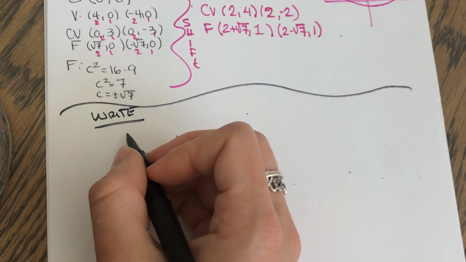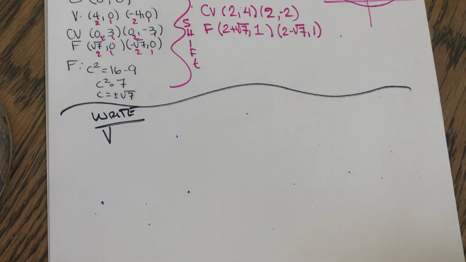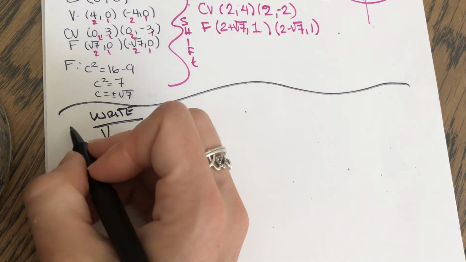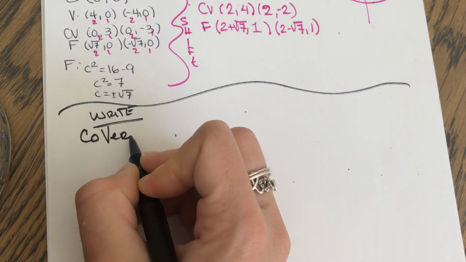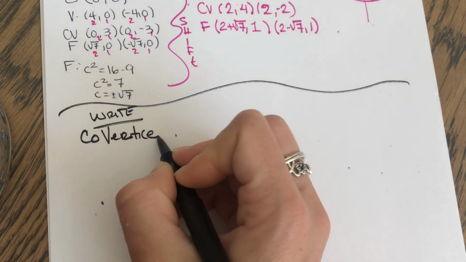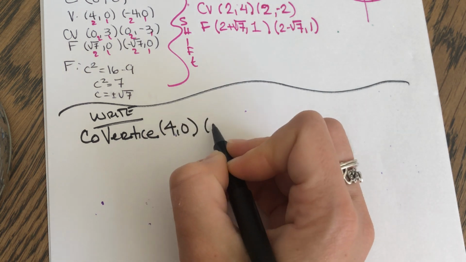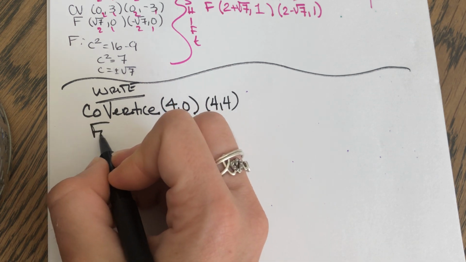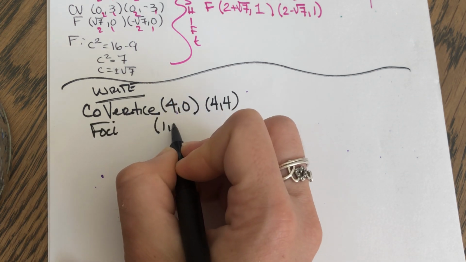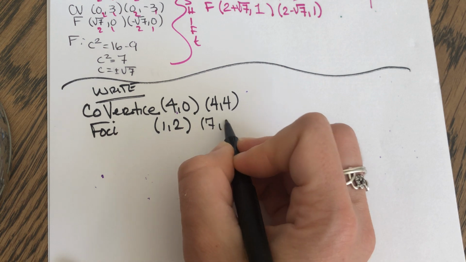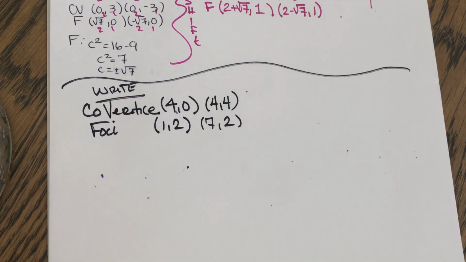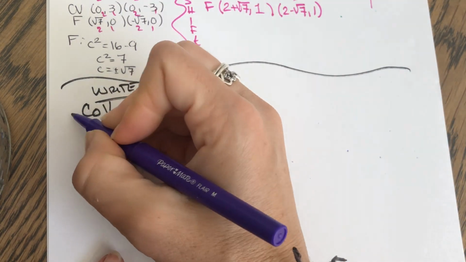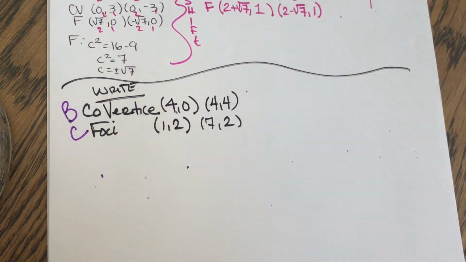Okay, so you are going to be given, let's do this one because we did the other one last time, covertices 4, 0 and 4, 4. That's how you guys know it's not at the center. And let's do foci. Why? Because the values aren't the same. All right. So, first thing, maybe we can write this. Okay, covertices are B, foci is C.